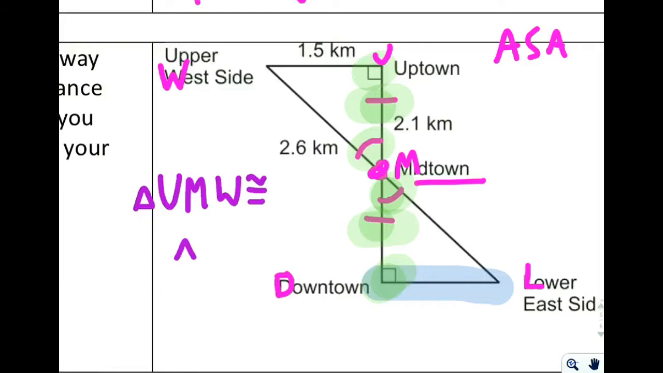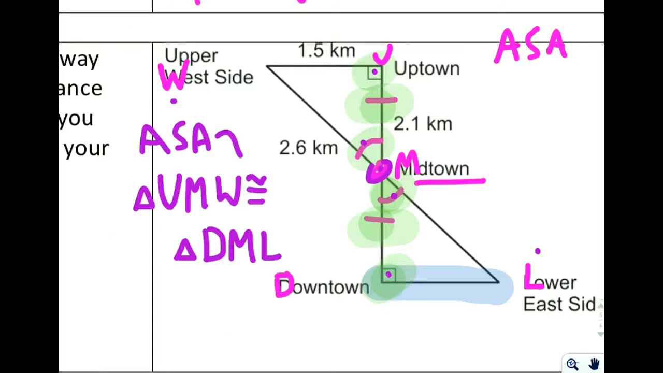So triangle, what's going to correspond with U? It's going to be the other right angle, so D. What's going to correspond with M? It's going to be the other equivalent angle, the vertical angles, and it's going to be M again. And then what's going to correspond with W? It's going to be our remaining angle, L. So this is by ASA, we get this congruency statement right here.